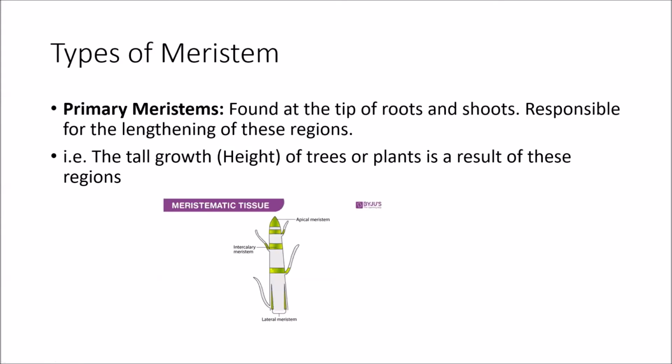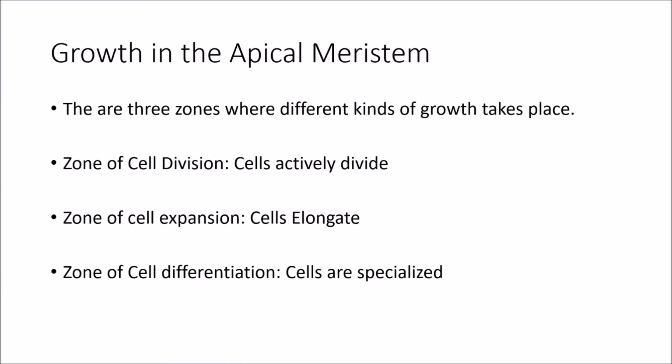Okay, remember we said with primary meristems, this is responsible for the tall growth of plants or the lengthening of plants. In order for something to get longer, something is going to have to basically elongate. So these cells are literally getting a little bit longer. And you also have a zone of cell differentiation, which is just another word for cell specialization.